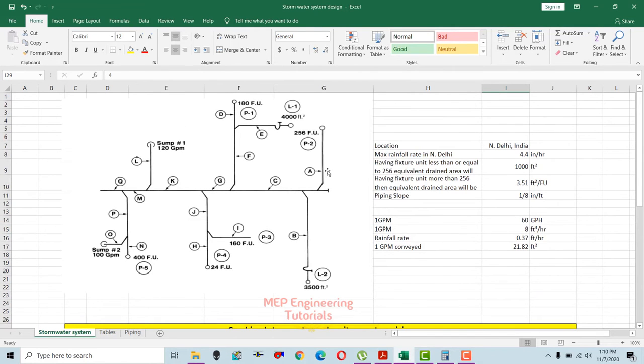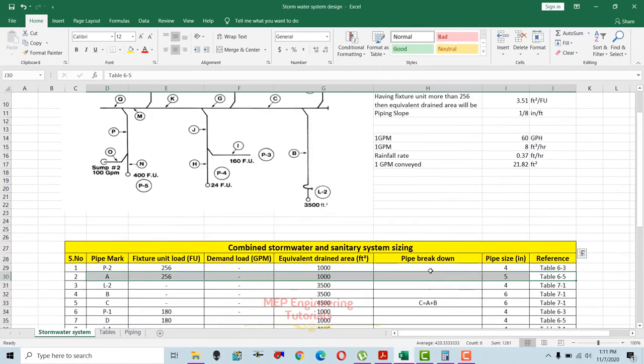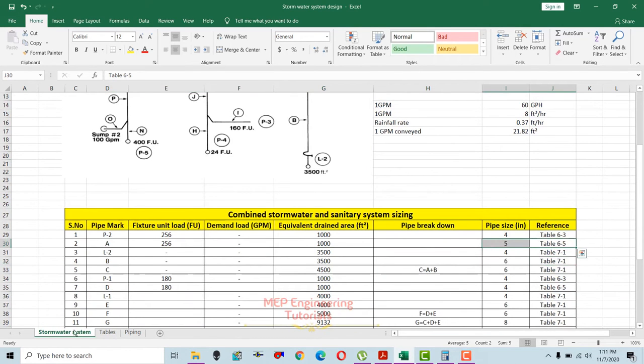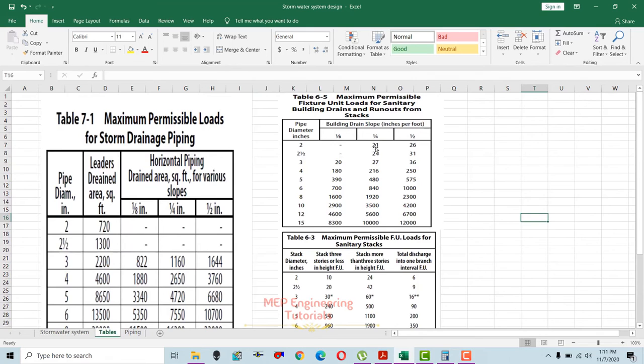Then move to section A. Section A is basically the runout from the stack. So we have to use table 6-5 to get the pipe size. We know the fixture unit at point A is also 256. It's the same. So this is the runout, and we're going to use table 6-5.